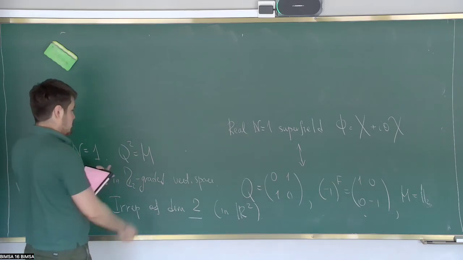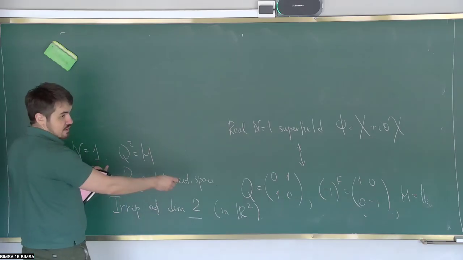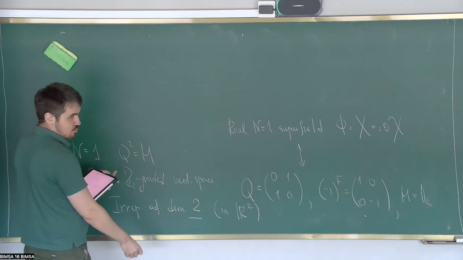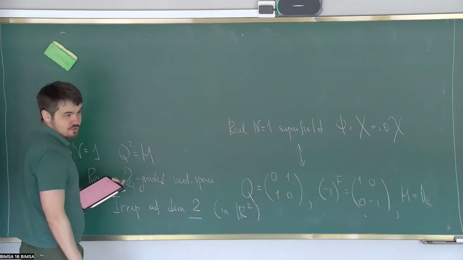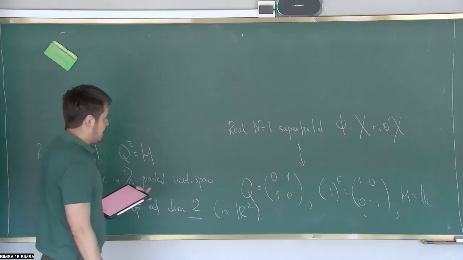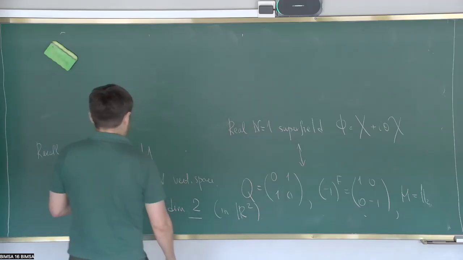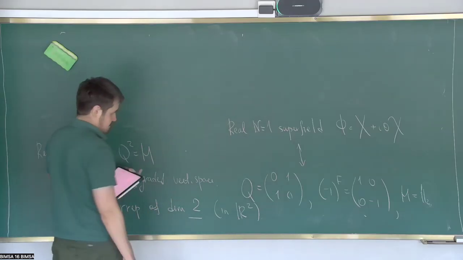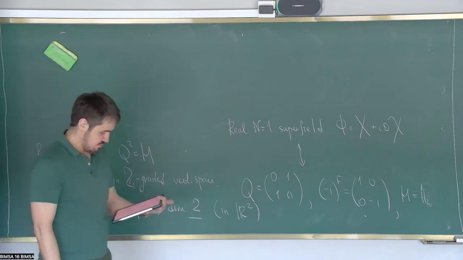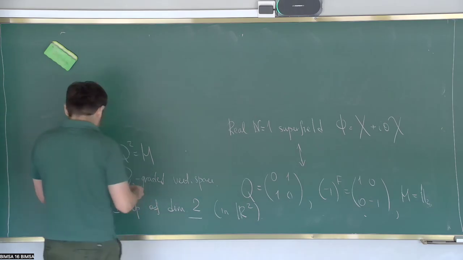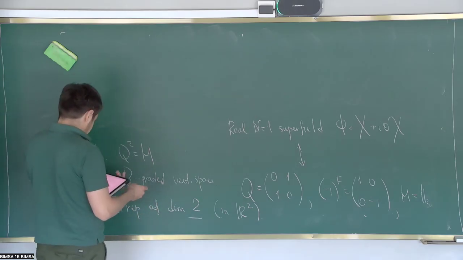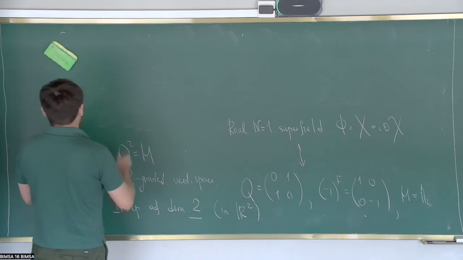So notice that without the grading, without the restriction of the grading, we would have a representation of dimension 1, right? We could just have Q equal to 1, H equal to 1, for example. But with the Z2 restriction, it has to be two-dimensional. So what about the n equals 2 case?